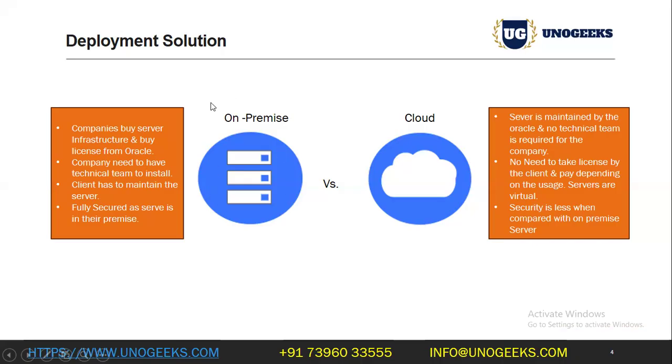Also, with on-premise, I need a technical team to maintain it, to install, and to check any issues that come up on a day-to-day basis. For example, if some XYZ client is using on-premise, they need to maintain the servers also. They need to take care of security as well. Everything can be managed by the client if I go ahead with on-premise. So it is going to be costly, and employees need to be maintained. But when it comes to the cloud, the server is maintained by the Oracle team only.